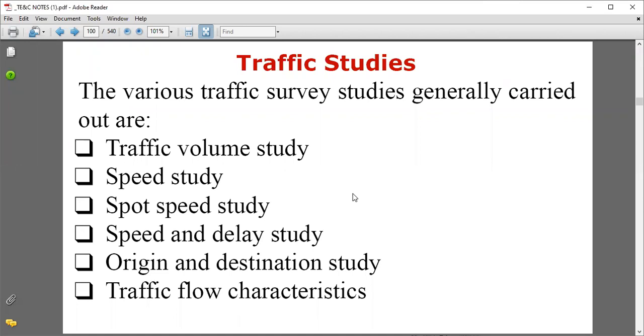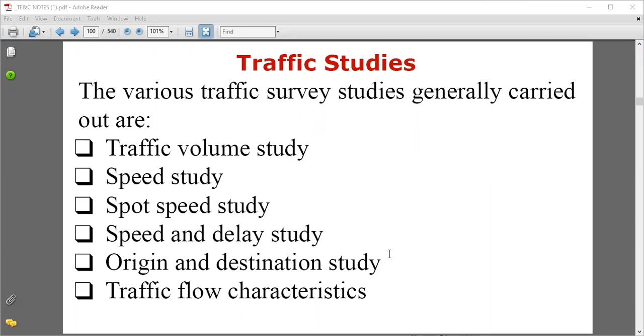Again, origin and the destination study. So what is the origin? Origin is nothing but a starting point of the journey, and the destination is nothing but a last point of the journey, that is the end of the journey. So that study also we will do here in this traffic study. And the last point is the traffic flow characteristics. In the traffic flow characteristics, we'll understand what the traffic flow is, whether this traffic flow is mixed flow or only a single type of vehicles are going on. Such data also we can collect from this traffic study.